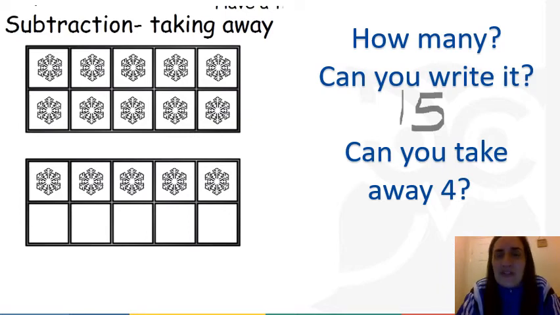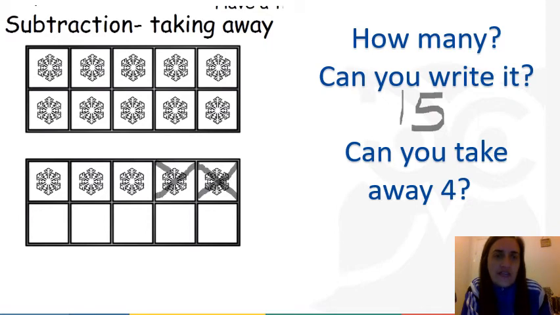This time I'm going to show you how to take it away when it's printed out like this, just by crossing out. We've done this before with numbers less than 10. So I'm going to take away 4. I could show this on my 10 frame by crossing out if it's on a piece of paper. So how many do I need to cross out? 4. 1, 2, 3, 4.